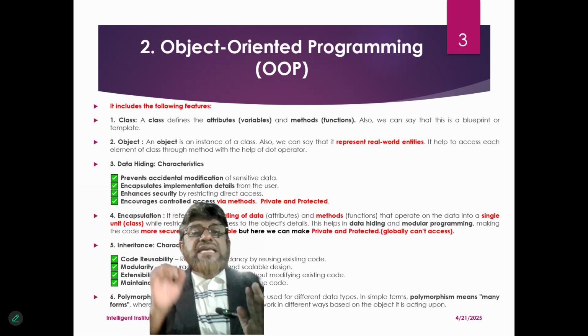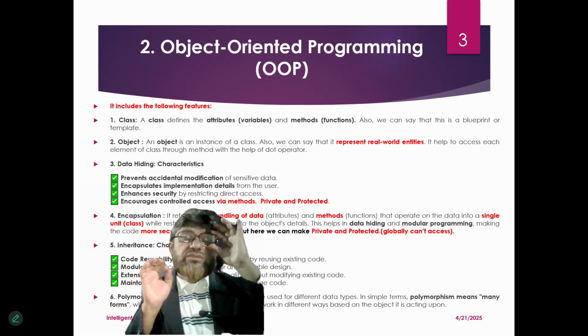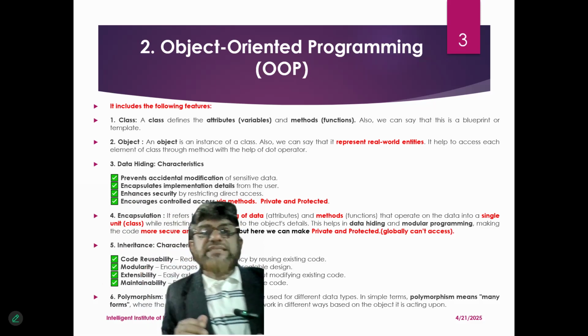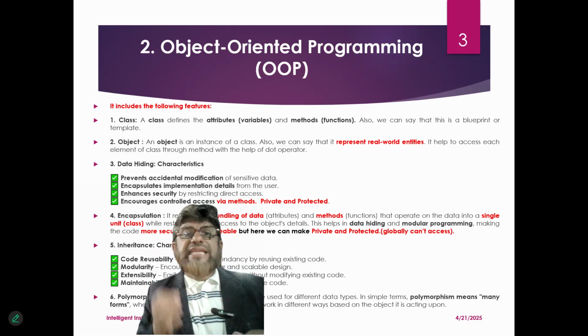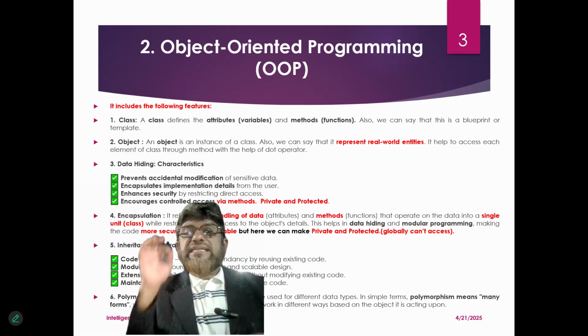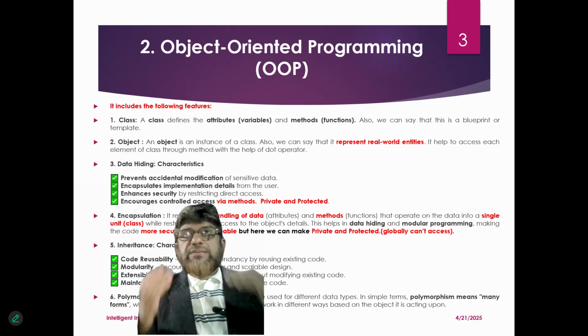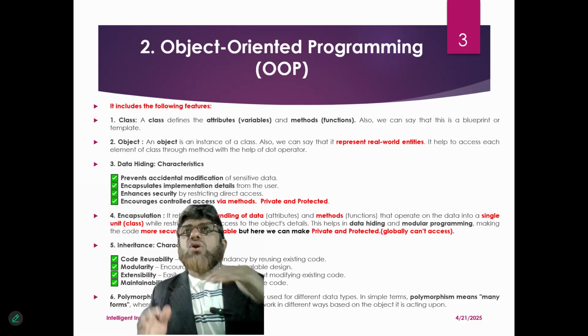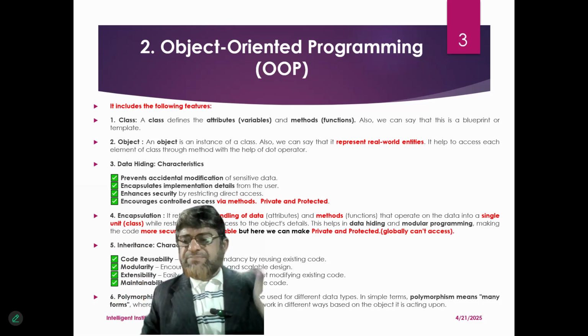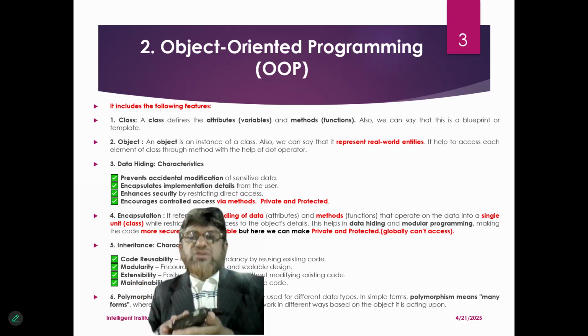Fine. The second concept is the object. Basically an object is an instance of the class. So what is the meaning? The meaning is that it represents real-world entities. Whatever we are seeing with our eyes, these all are objects. For example, this is a mobile phone. What is the brand of the mobile phone? What is the name of the mobile phone? What are the features and what are the functions?